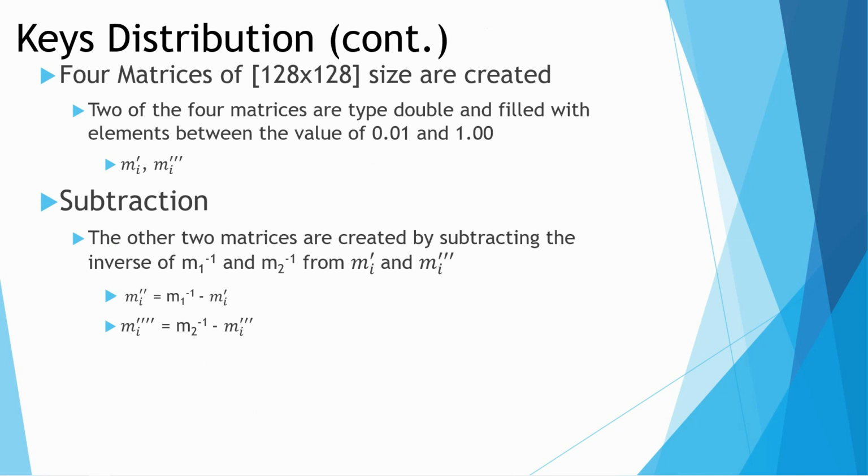Then, to continue on, 4 additional matrices of 128 by 128 size are created. The first 2 are type double and filled with elements between 0.01 and 1, and they're m1' and m2'. Then the following 2 are created by subtracting the inverses of m1 and m2 from m1' and m2'. This creates m1'' and m2''.